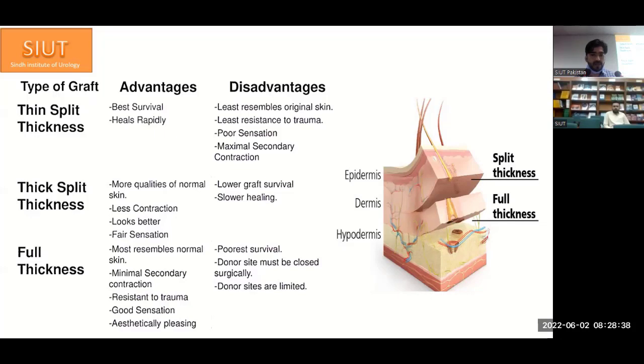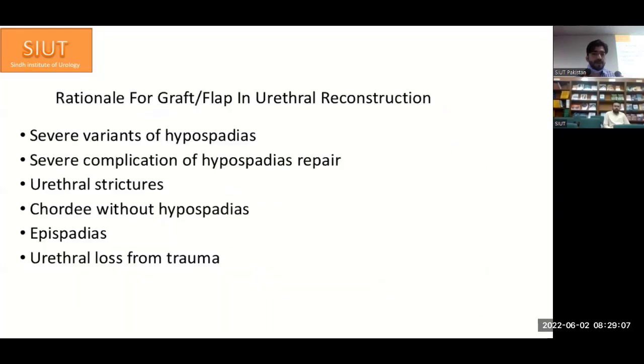Thick split thickness has more qualities of normal skin, less contraction, looks better, and has fair sensation, while the disadvantage is lower graft survival and slower healing. Full thickness graft most resembles normal skin, has minimal secondary contraction, is resistant to trauma, has good sensation, and is aesthetically pleasing. The disadvantages are poor survival, the donor site must be closed surgically, and donor sites are limited.